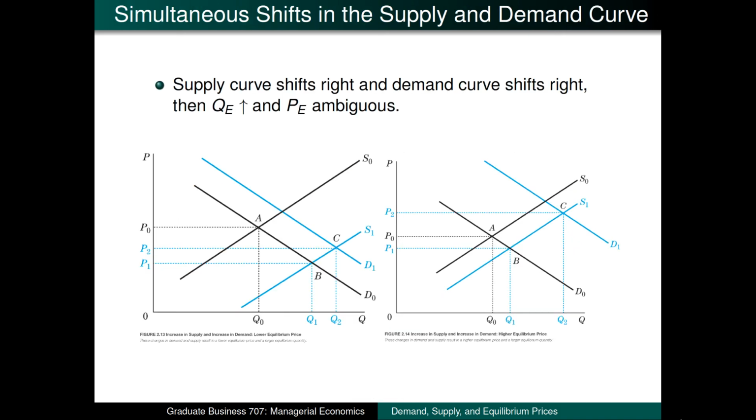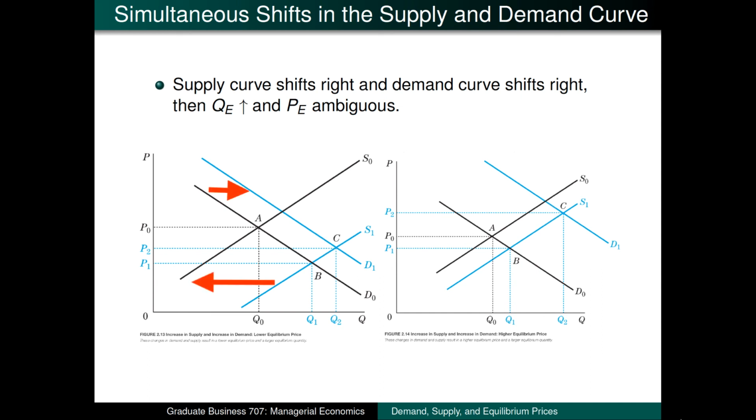Just like with the previous two slides, we have both curves shifting in the graphs presented here. Also, the demand curve is shifting to the right just like before. But in this case, we also have an increase in supply, perhaps because the steel used to make cars becomes cheaper. As before, we focus our attention on the initial equilibrium A and the final equilibrium C. Now, the price effect is ambiguous.